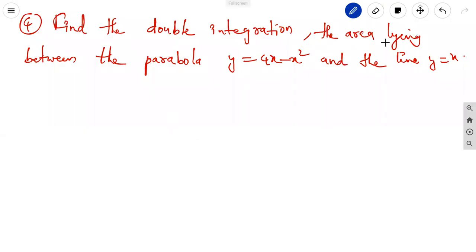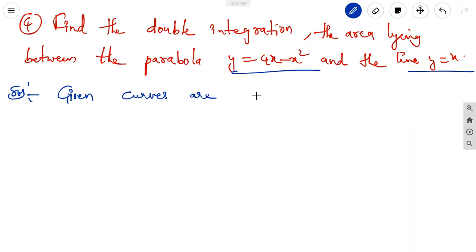Find the double integration, the area lying between the parabola y equal to 4x minus x square and the line y equal to x. Here, the given curves are: one is the parabola y equal to 4x minus x square, let it be equation 1, and y equal to x, that is equation 2.